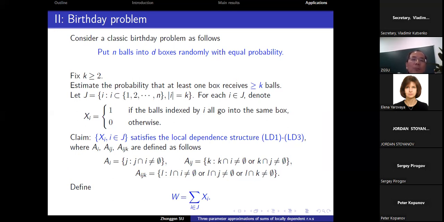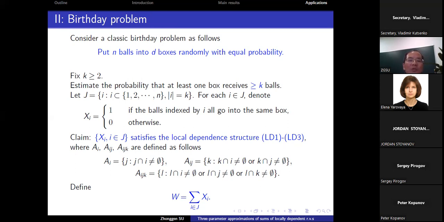That is to say, put n balls into d boxes randomly with equal probability. Fix k bigger than or equal to 2. Now we want to estimate the probability that at least one box receives at least k balls. So we define the following X_i.